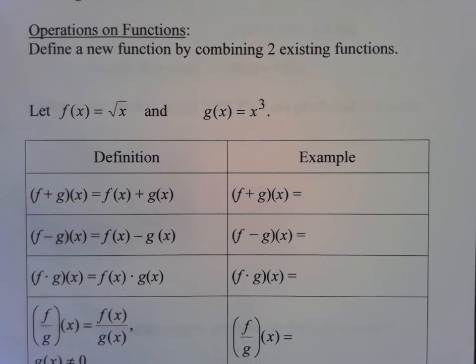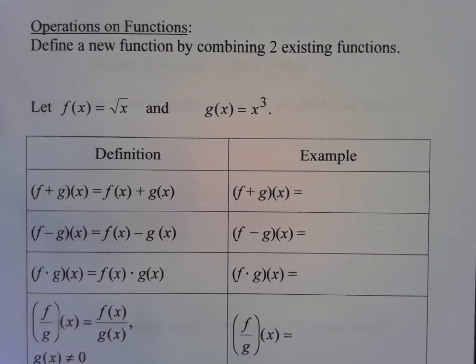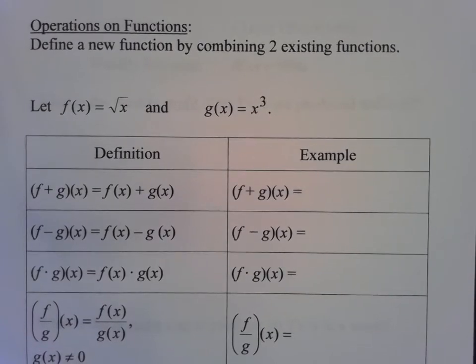So on the left, you'll see the definition and some notation. Remember, notation is just a way to write something. So this is a way to write these kinds of functions. And then on the right, we're going to fill in what this new function would be using our f of x and g of x at the top. Okay, so I think you can see this column on the left.